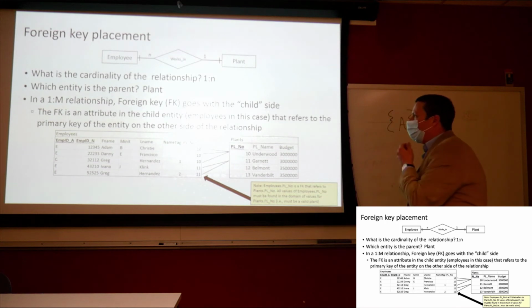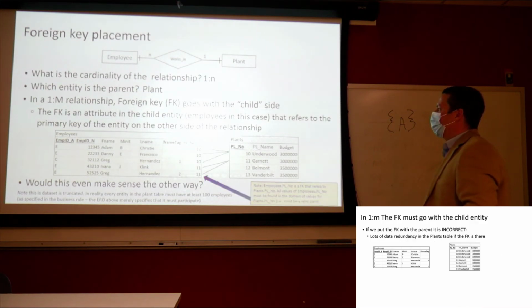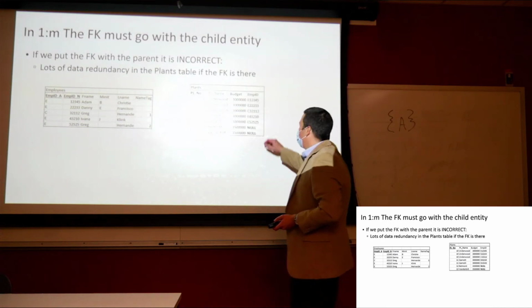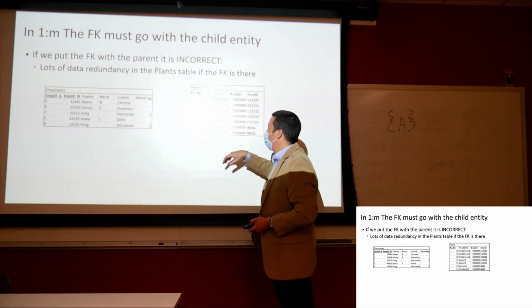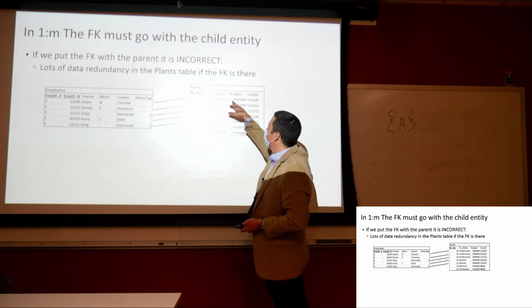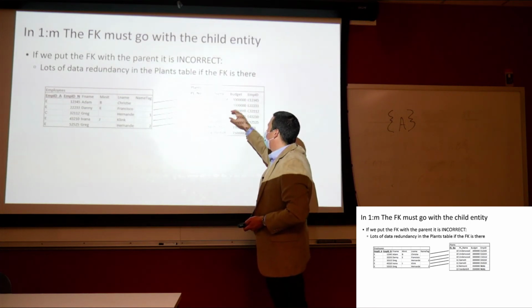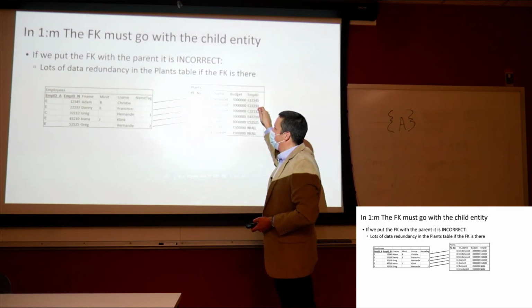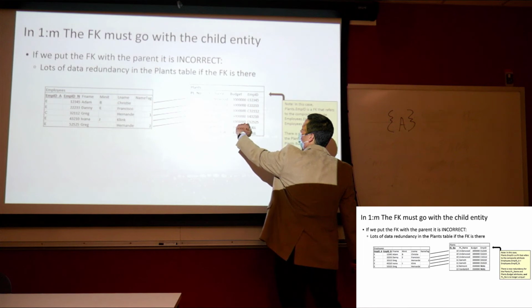But what if we messed this up and we put the foreign key with the parent, instead of putting it with the child? So we're going to put the employee ID with the plant instead of the plant ID with the employee. We're still able to link all this together, but now see that we've had to duplicate all of the data for the plant's name and the plant budget for every employee that is assigned to work at that plant. So we're still able to get this mapping of employees to plants. However, what have we introduced here now? What's the problem?